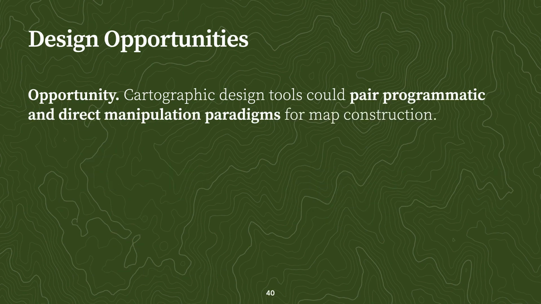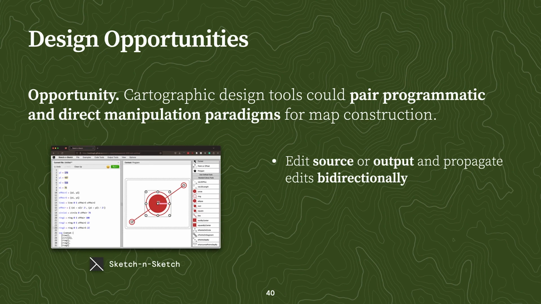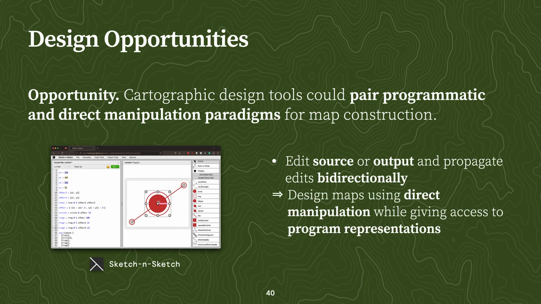Second, given that participants drafted maps using direct manipulation design software but later had to reproduce these maps in code, cartographic design tools could pair programmatic and direct manipulation paradigms for map construction. In this area, we draw inspiration from systems like Sketch-n-Sketch that allow users to edit either a source program or a program's visual output while propagating edits bidirectionally. For cartographic design, this approach could allow users to design maps using their preferred modality, direct manipulation, while giving them automated access to program representations.